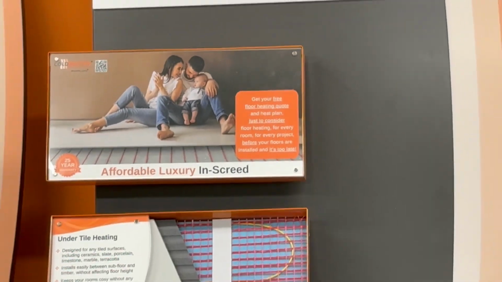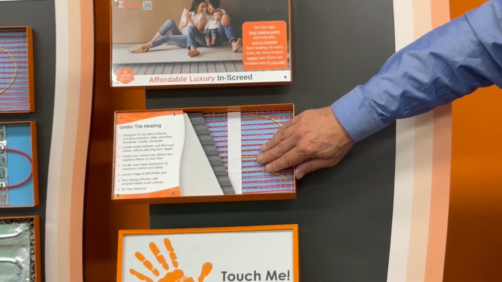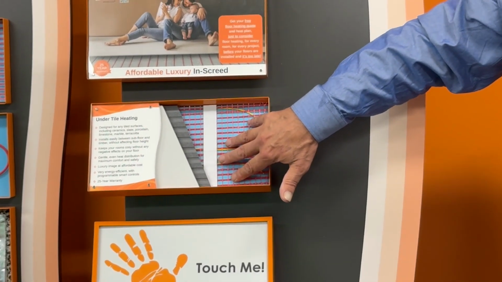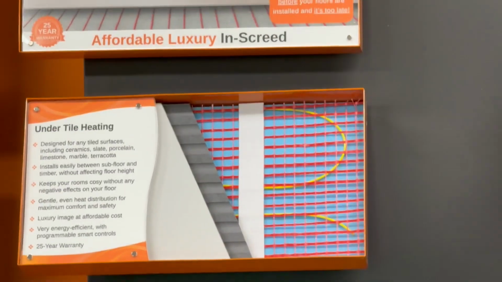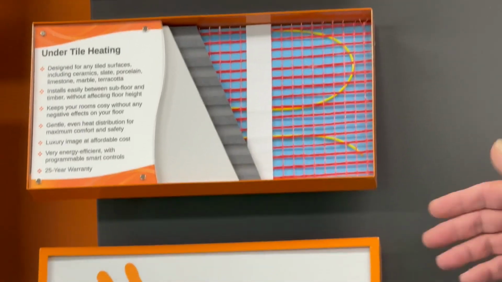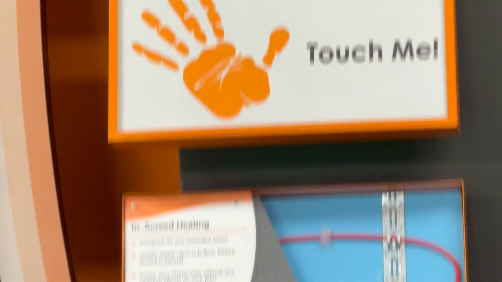Now, the next one I want to show you is our sample units. There's 4 different types of these. These are actually showing you real life what the flooring looks like underneath a different type of floor surfaces, under tile, under timber, in screed, under carpet, etc. So they're all shown that way with an explanation, but people love to see the real product, okay, and understand it.